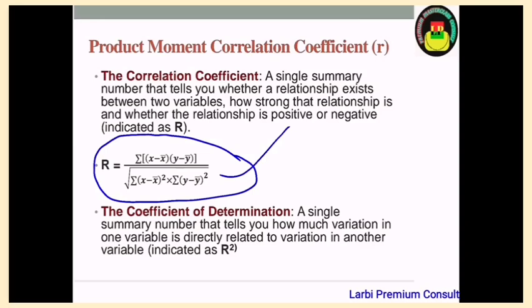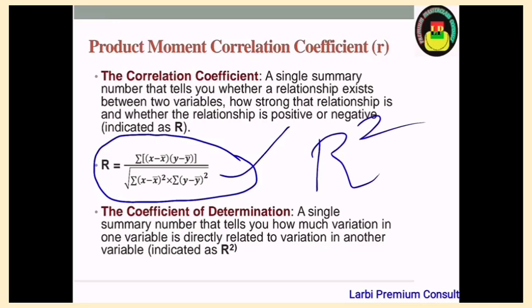Then we have what we call the coefficient of determination. After knowing the numerical value that determines whether a strong or negative correlation exists between the variables, you also need to know what percentage of one variable contributes to influencing another variable. If you are into that, then we are talking about the coefficient of determination, a single summary number that tells you how much variation in one variable is directly related to the variation in another variable. It is called what? R squared.